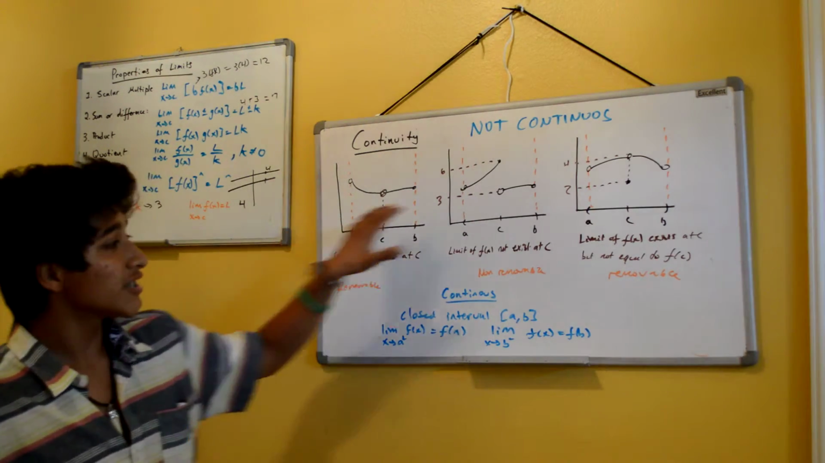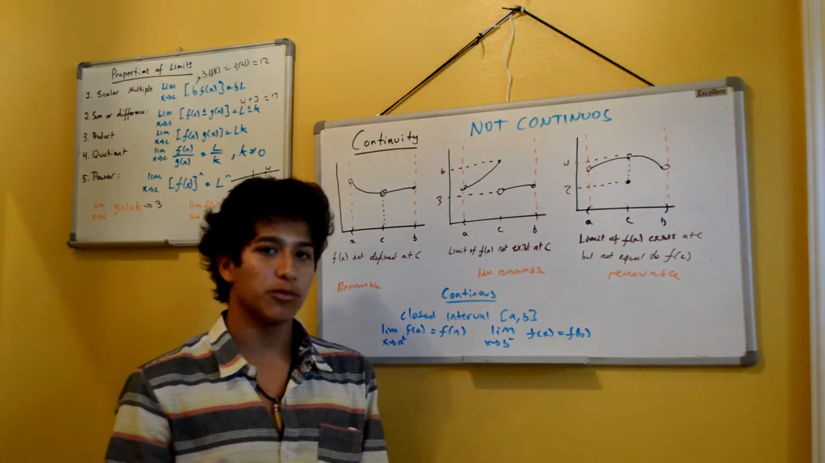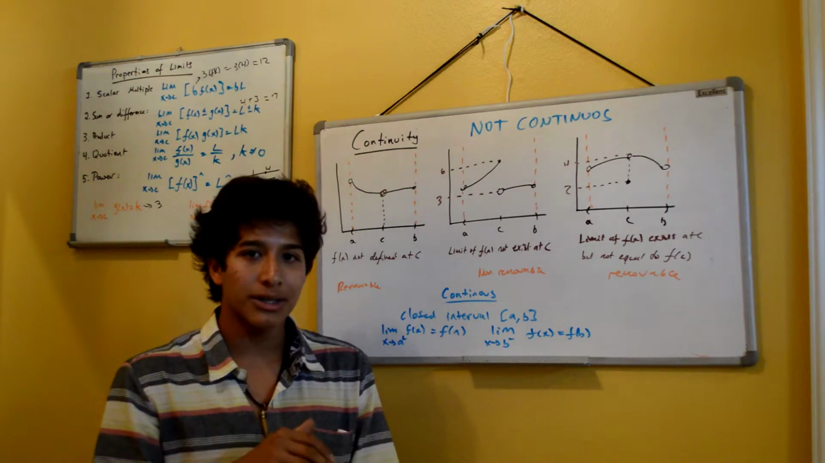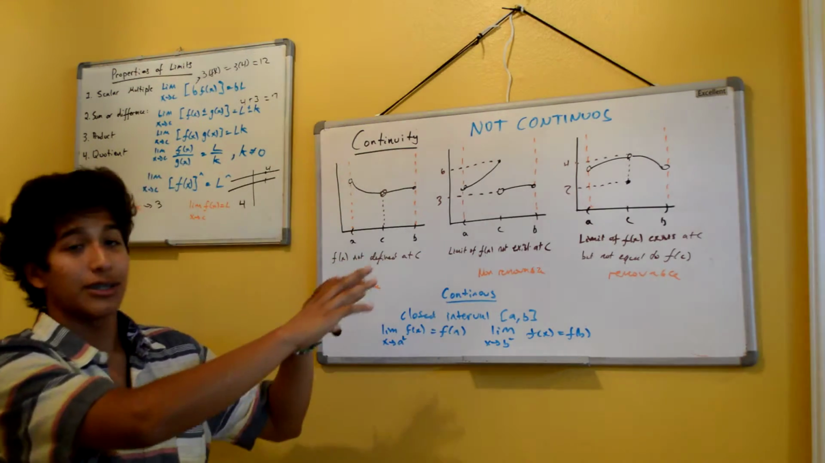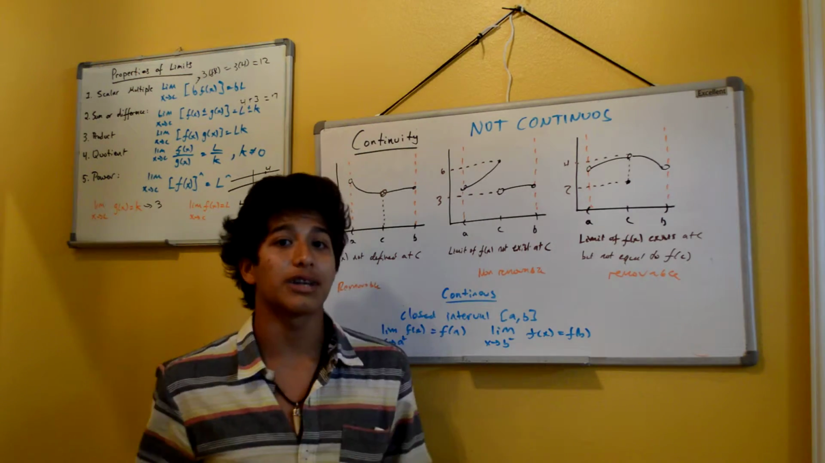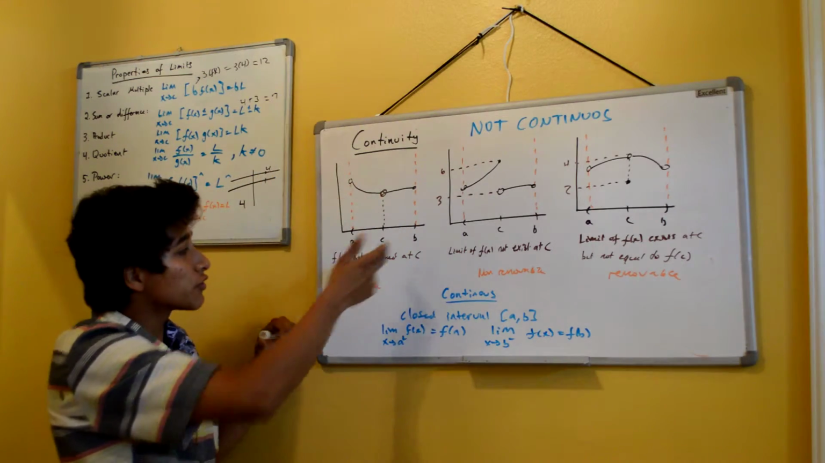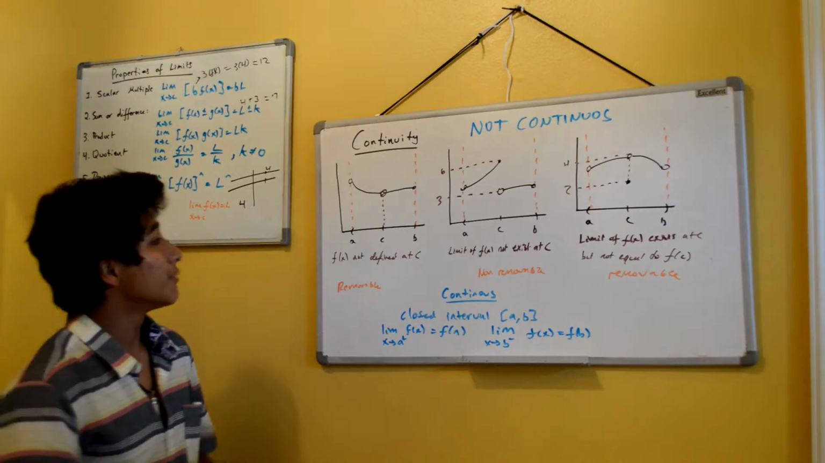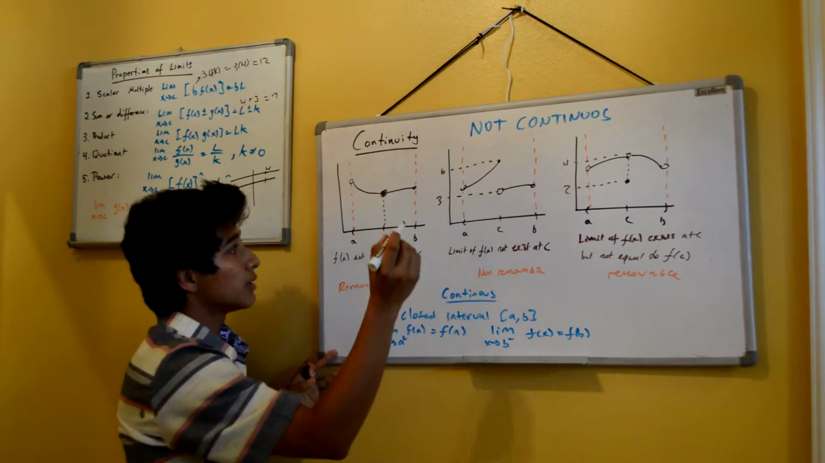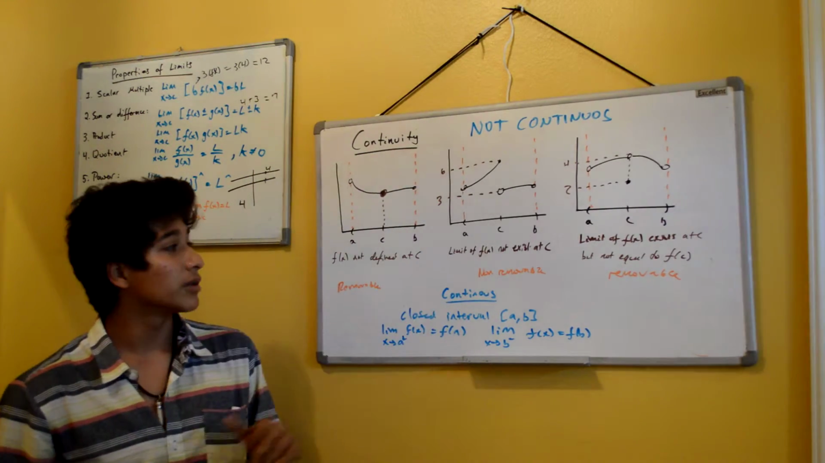And of these 3, 2 of them are removable and 1 of them is not removable. What I mean by that is if I just change 1 point, I can make this continuous. But non-removable means I have to change the whole function. I can't just change 1 point. So, for example, the first one, f of x is not defined at c. What I can just do is plug in this point and we're good. It's continuous. So there's no break in between a and b.